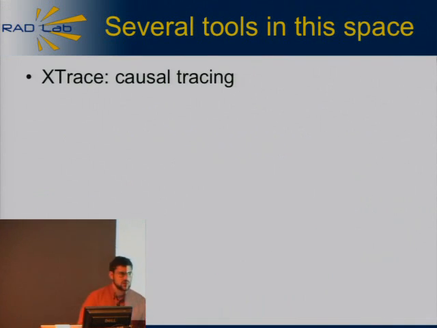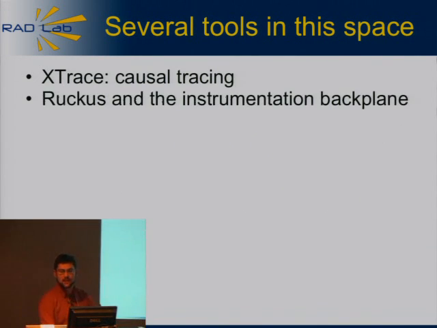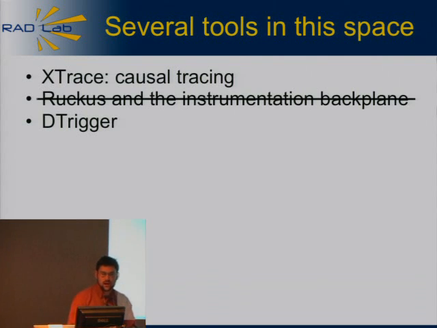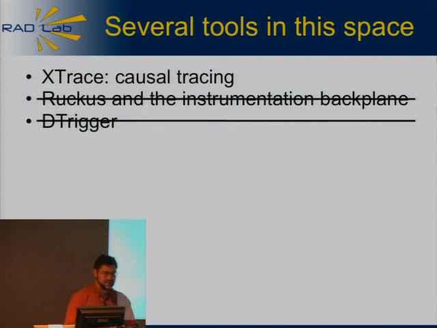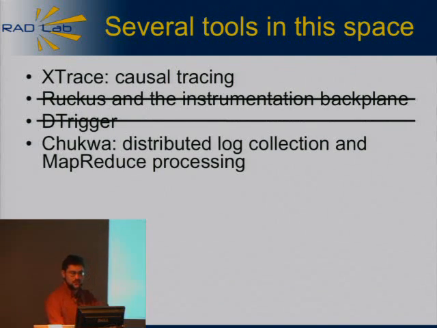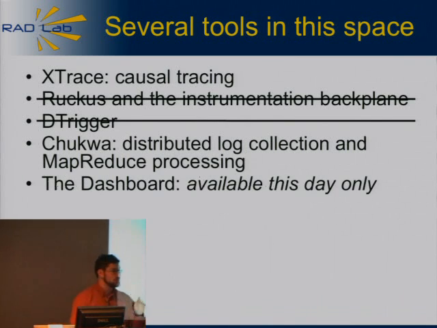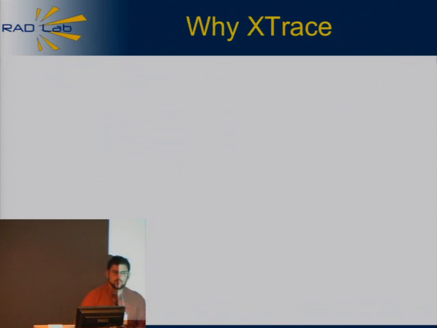I'm going to tell you about X-Trace, which was our causal logging effort. I'm going to tell you about Ruckus, the instrumentation backplane. I'm going to tell you about dtrigger. I'm going to tell you about why you haven't seen either of those lately. I'm going to tell you about Chakra, which is our distributed log collection and MapReduce processing tool. And I'm going to tell you about the dashboard, which was now being shown, I believe, for its first and only time.